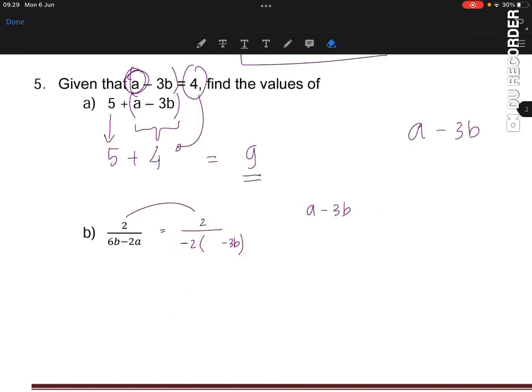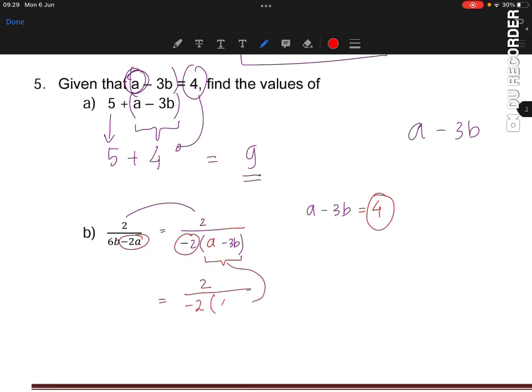Okay, here we have a minus 3b is equal to 4. So you will have 2 over negative 2. This one you need to change into 4. This one is multiplication. Remember, in algebra, if we have parentheses, brackets, it means it's going to be multiplication or dot as well. So now you need to simplify it, guys. Negative 2 over negative 8. Or if you want to leave it in the simplest form, it's going to be negative 1 over 4. Finish.